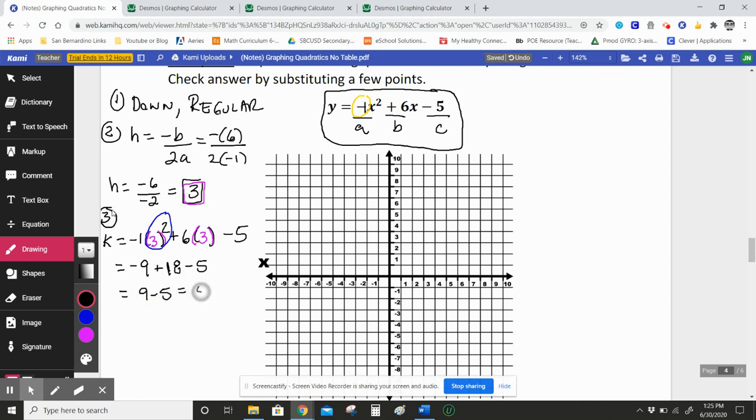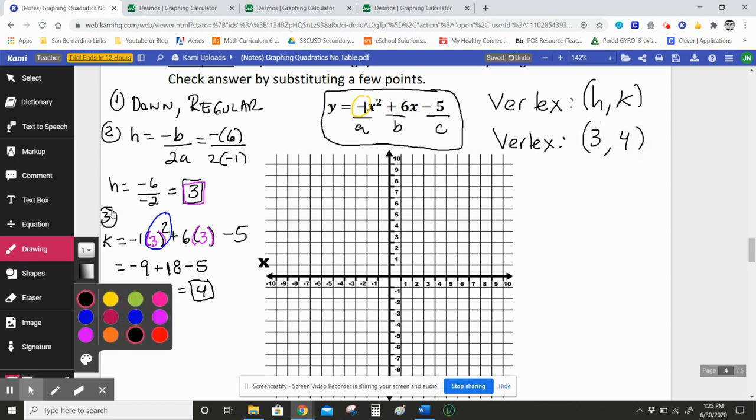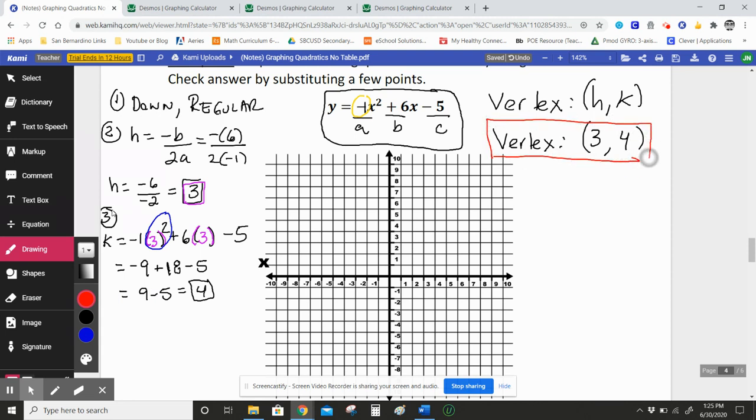9 minus 5 will give me the value of 4. So there you have it. You have the h and the k value, which is the vertex, right? So my vertex, which is the point h comma k, either the maximum value or the minimum value, is the following. The vertex was found to be 3 for the h and 4 for the k. So it's 3 comma 4. So those are the coordinates of my vertex, which we have to graph. We have to plot it to figure out where that is.